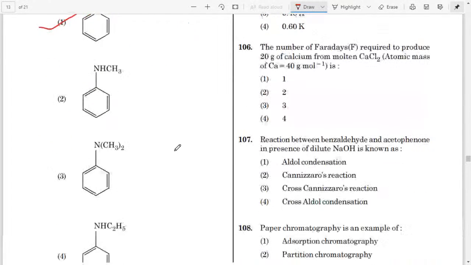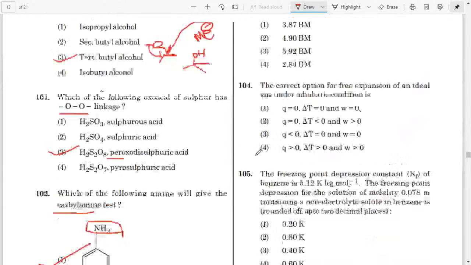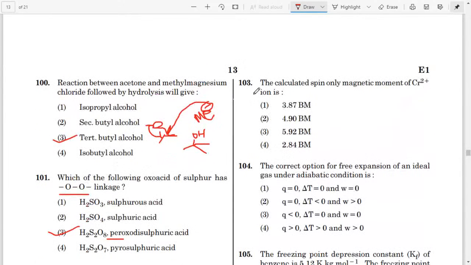Option number 1 is correct option, students. Next, question number 103. The calculated spin only magnetic moment of chromium 2 plus ion. Chromium 24 is going to give 2 plus, that means unpaired electrons are 4. It is going to have 4.90 Bohr magneton. Option number 2 is correct option, students.